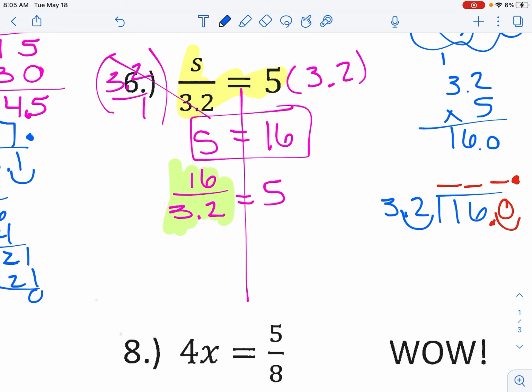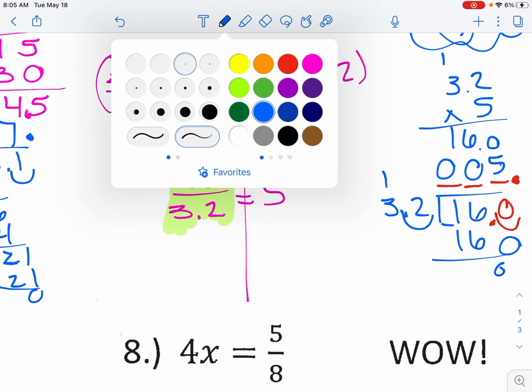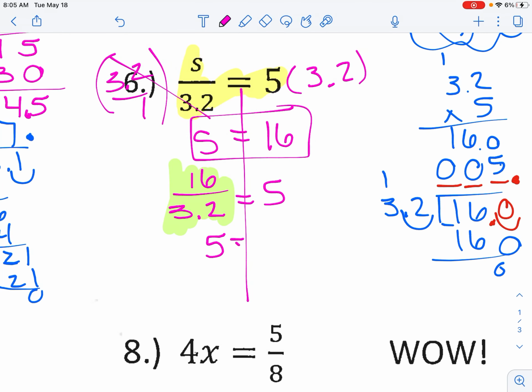So 32 cannot go into 1. 32 cannot go into 16. I know my solution is supposed to be 5, so that's the number that I'm going to try. So 5 times 2 is 10, carry a 1. 5 times 3 is 15, plus 1 is 16. So now I can say 5 equals 5, check. And I showed my inverse operation, I boxed my answer, I substituted and showed my work, and I checked my solution.